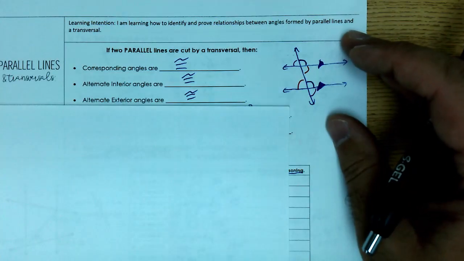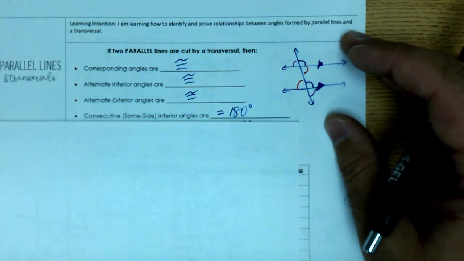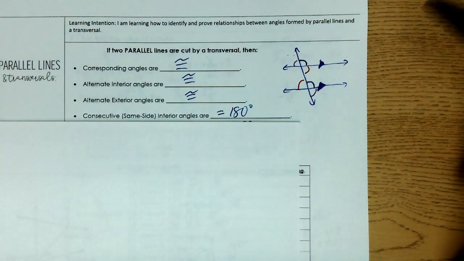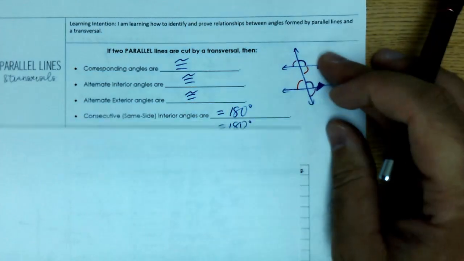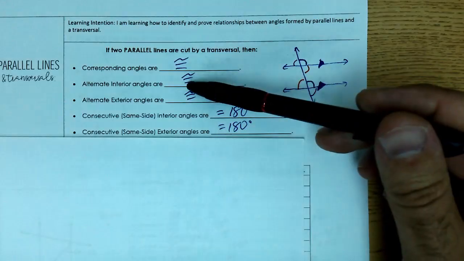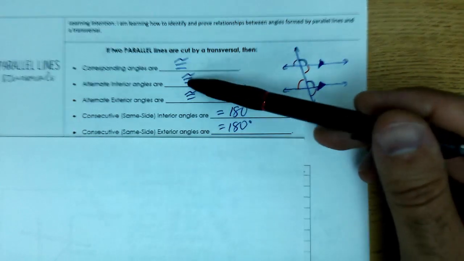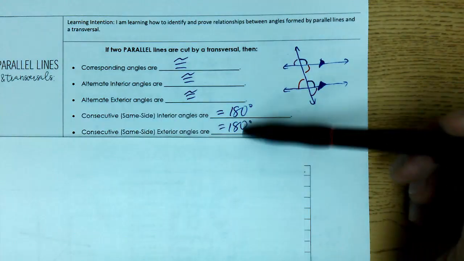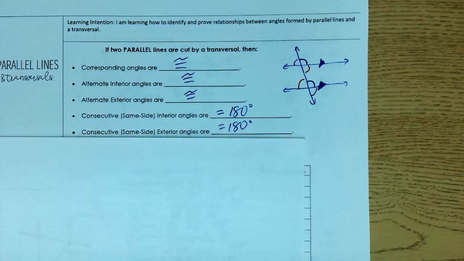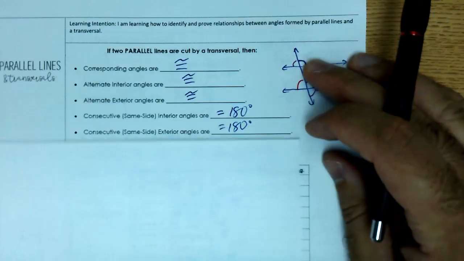Hopefully you are. Now, consecutive, same side interior angles. So same side is going to equal 180 for both of them. Alternate interiors are congruent. Alternates are congruent. Same side is 180. And then you just have to remember correspondings are also congruent. All right.